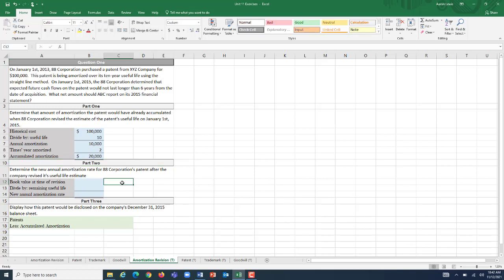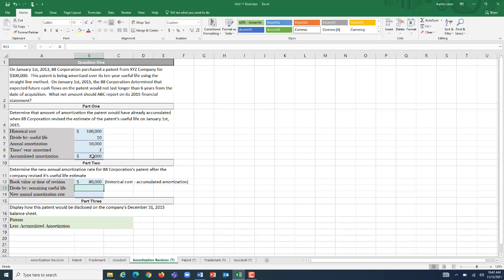Well, what's our book value? Well, book value is just your historical cost minus your accumulated amortization, which means the book value in this case is going to be the $100,000 historical cost we have less the $20,000 of accumulated amortization. It will be $80,000 at the time we're revising our estimate.